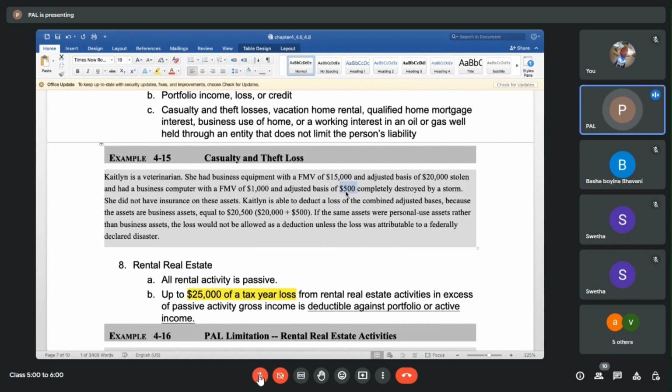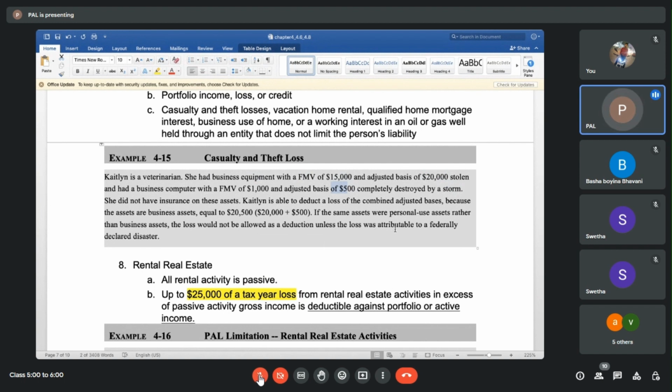What is she able to write off? First of all, because it's a business loss, she is able to write off. Now, how much will she write off? The IRS is saying, in your books you had a value of $20,000 and a value of $500, so you write off the entire thing, 20,000 plus 500. If this was a personal computer, if the same storm had destroyed her house, and say the fridge or dishwasher got destroyed, she would not have been able to claim because obviously that's not business equipment.